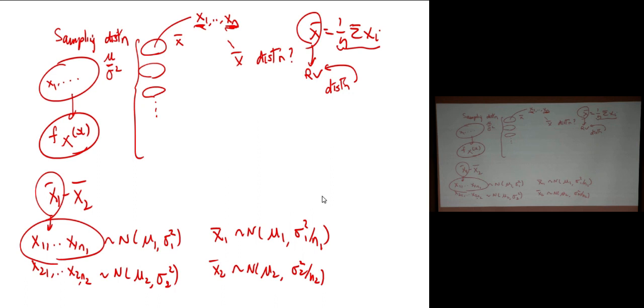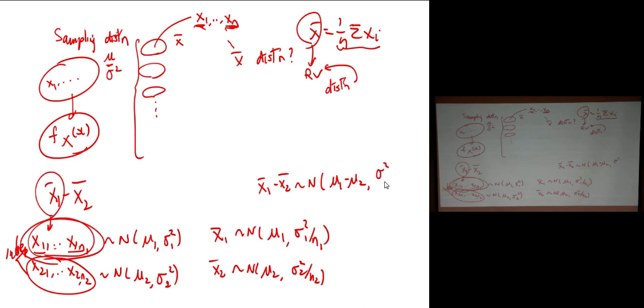So x1 bar minus x2 bar will follow, if they are independent, which means that not just x11, x12 up to x1n1 are independent, but any of these random variables are also independent from any of the x2i. In that case, the difference between the two means will follow a normal distribution with mu 1 minus mu 2 as the mean and variance sigma 1 square over n1 plus sigma 2 square over n2. All right, so that is the distribution for x1 bar minus x2 bar.